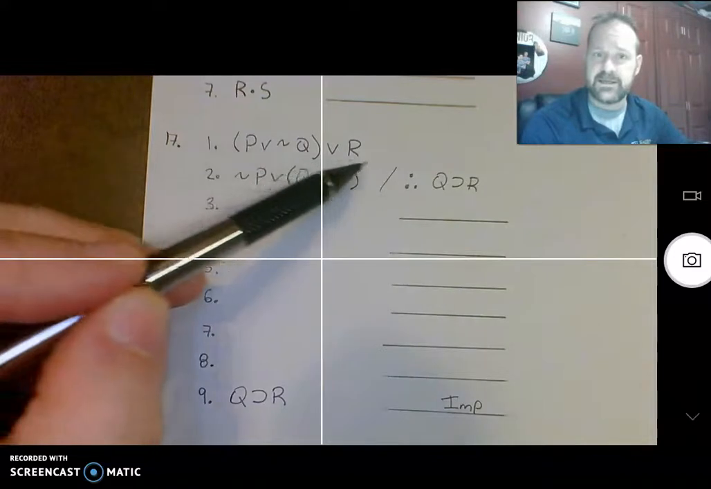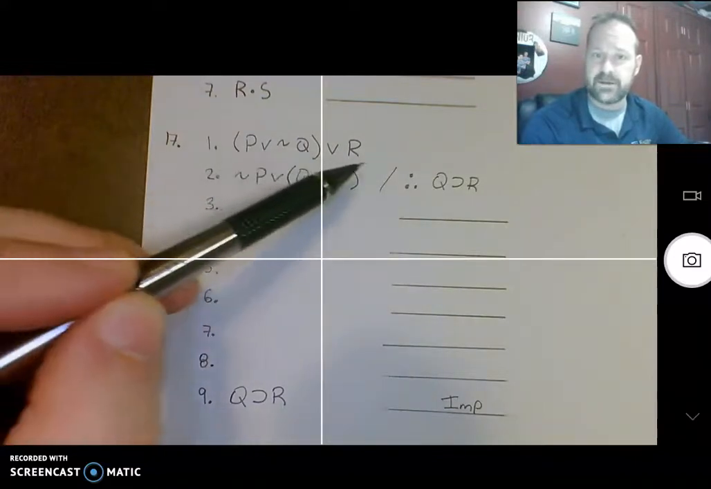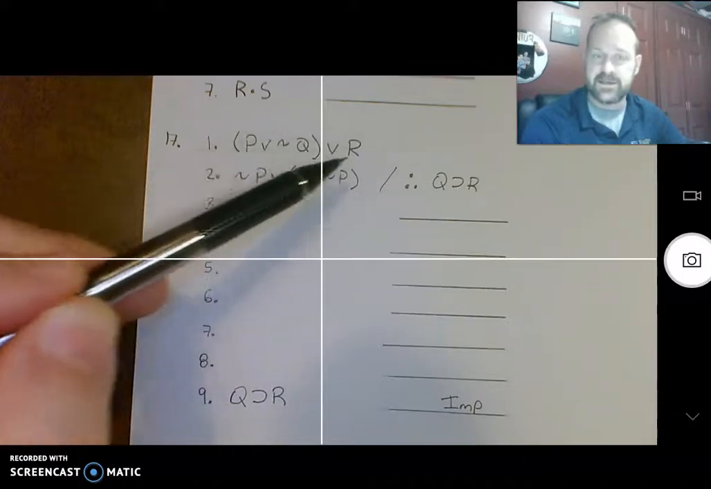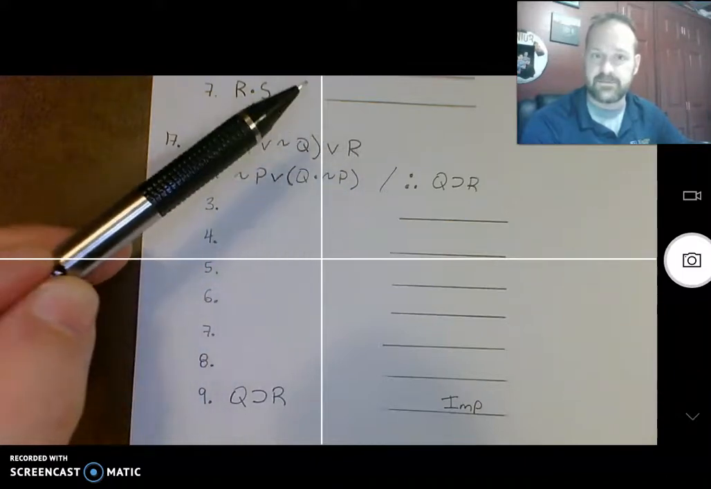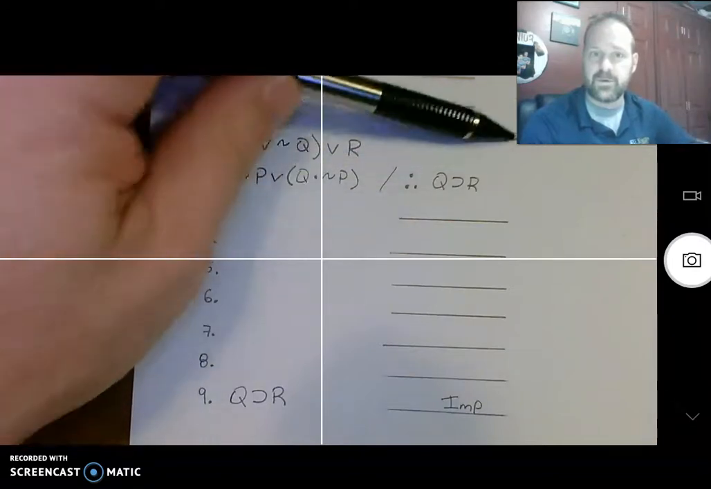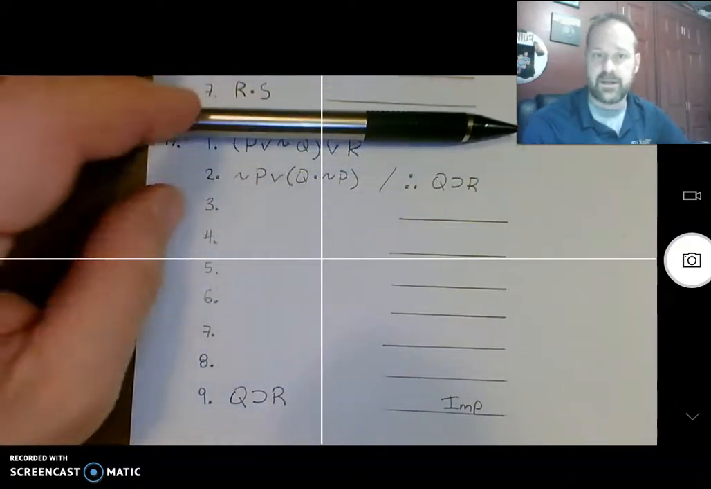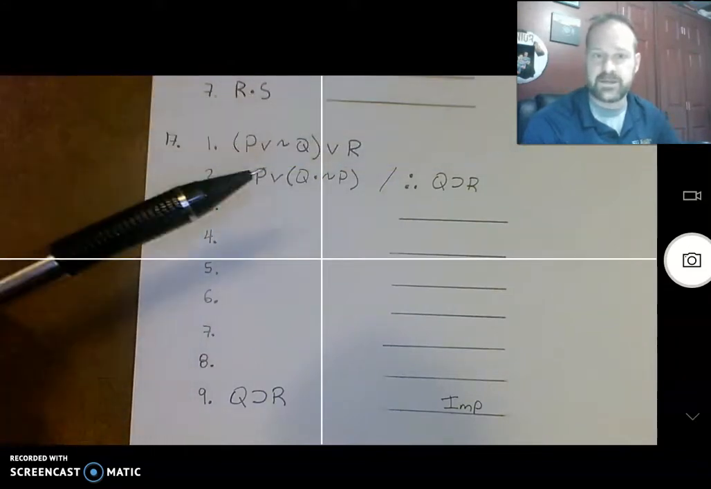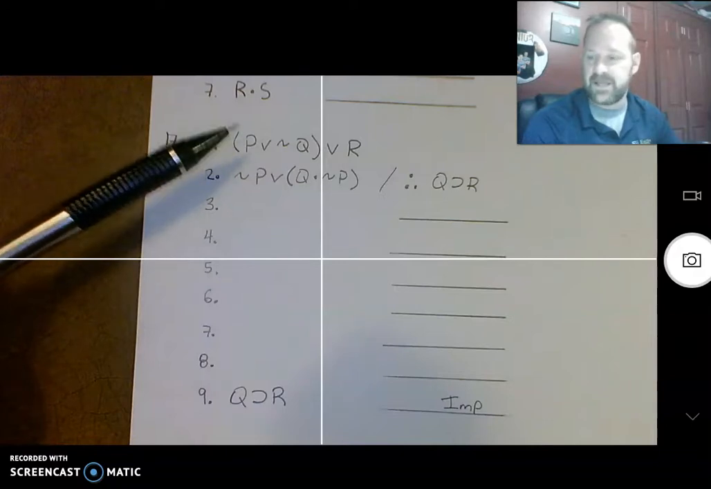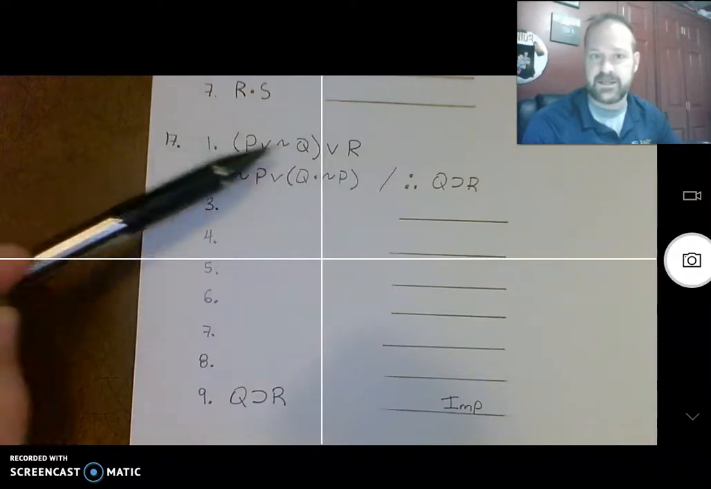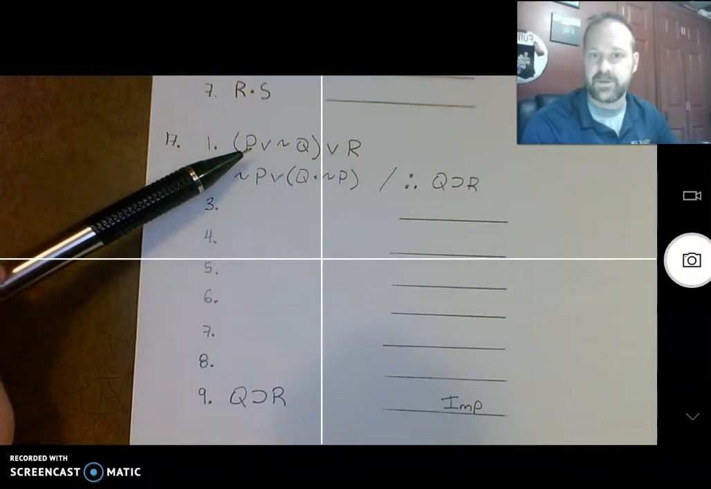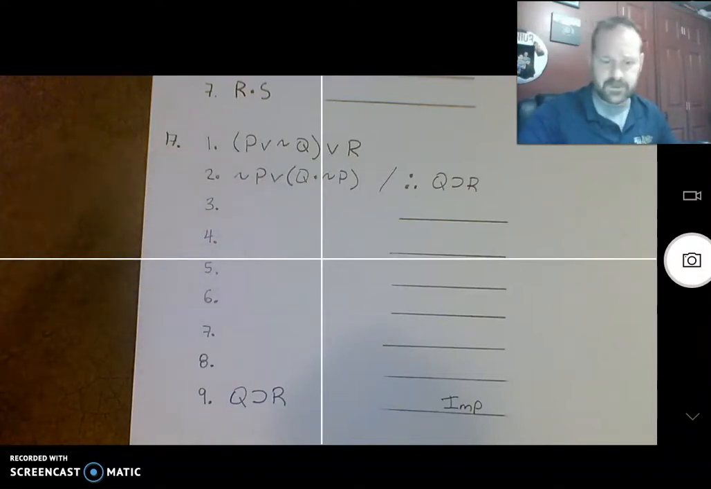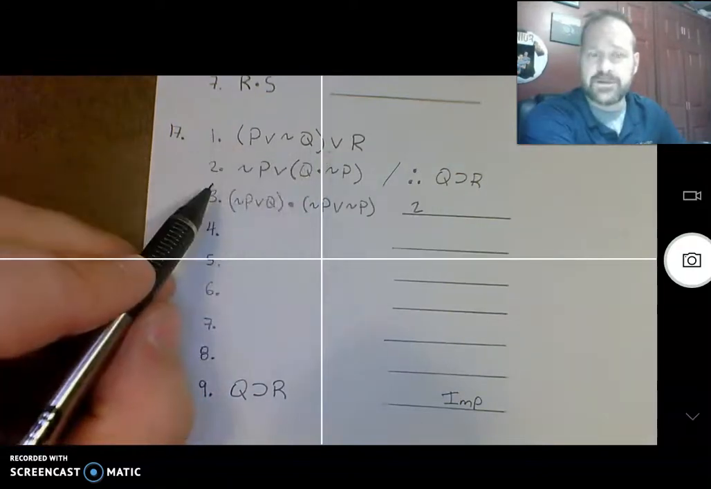Well, I can see Q and R by itself right here if I can use implication. So my goal now is to get this to be by itself. So I'm going to ignore line 1 for a moment, because I want to work on line 2. Why is that important? Because I've got to get a P out. I've got to get rid of this P in this sentence here. But in order to do that, I'm going to have to use this one. So ignore line 1 for a moment and just focus on line 2.